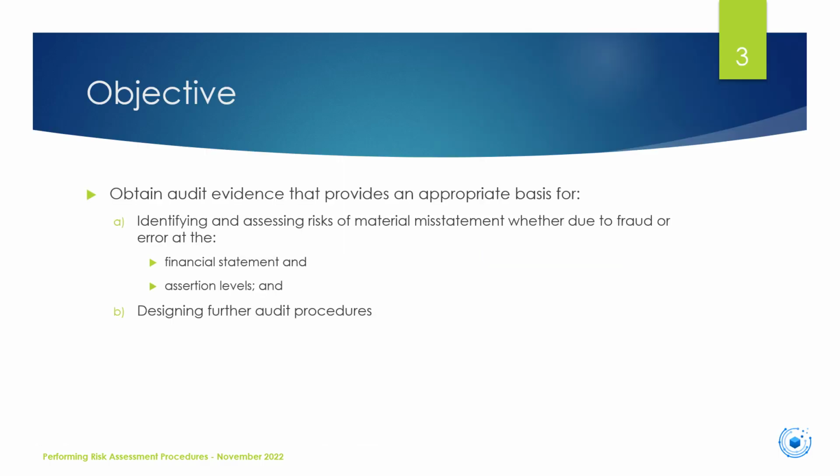So the objective of performing risk assessment procedures is to provide an appropriate basis for identifying and assessing the risks of material misstatement, and that's whether they're due to fraud or error at both the financial statement and assertion level, and then to design further audit procedures to obtain evidence to support the audit opinion that are responsive to those risks identified. When you're designing and performing risk assessment procedures, you are obtaining evidence about what types of risks exist and may have the potential to impact the financial statements.